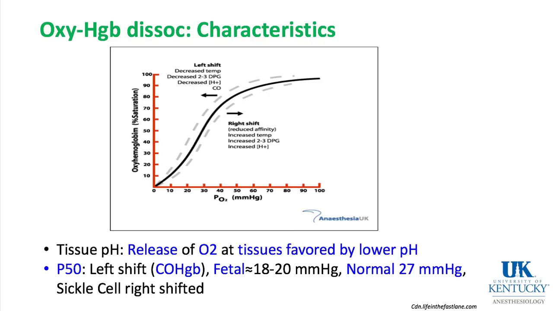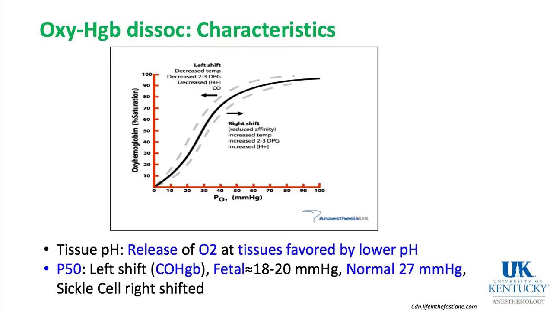Other things that increase oxygen release to the tissues, or reduce the affinity of hemoglobin for oxygen, are when the temperature goes up, there's lots of 2,3-diphosphoglycerate around, and again, acidosis. Things that shift it to the left, or make it release less oxygen and hold on to oxygen more, are being cold, low levels of 2,3-DPG, which might be present in transfused blood, for example.